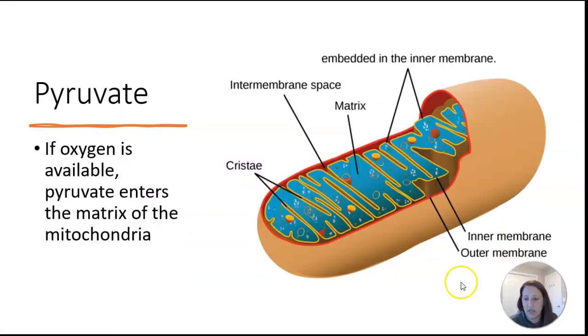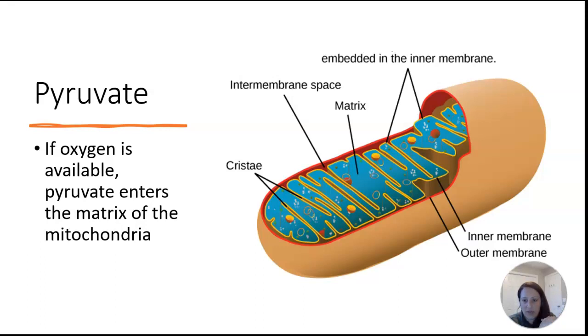So again, pyruvate. Pyruvate is a 3-carbon molecule. 2 of them are produced in glycolysis. So again, we have to remember that this next step is going to take place for both molecules of pyruvate. So if oxygen is available, so only under aerobic conditions, pyruvate will be transported into the matrix of the mitochondria.